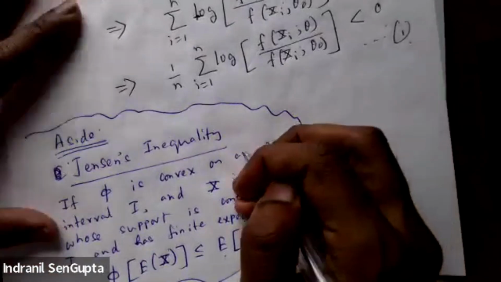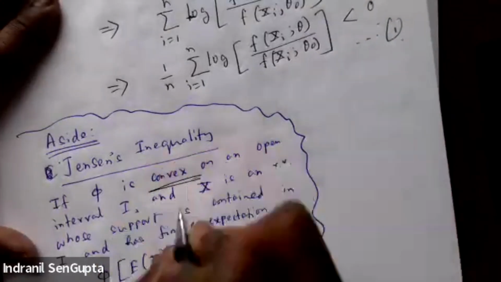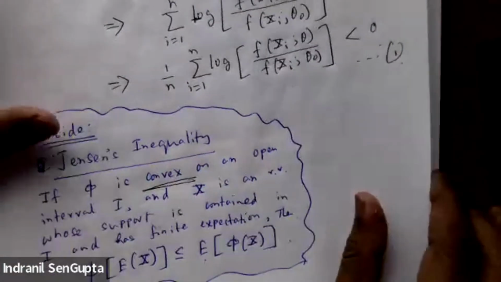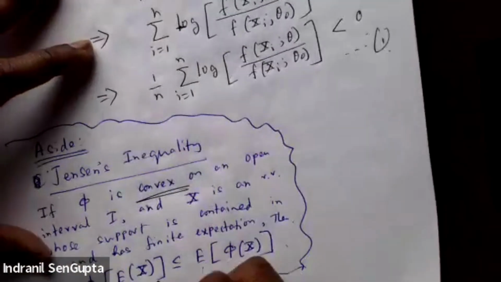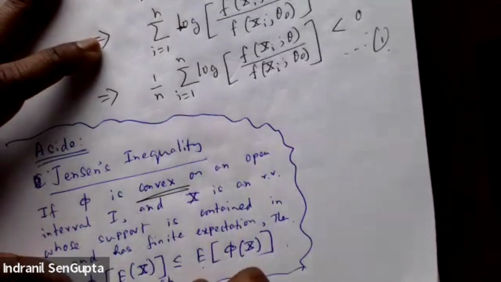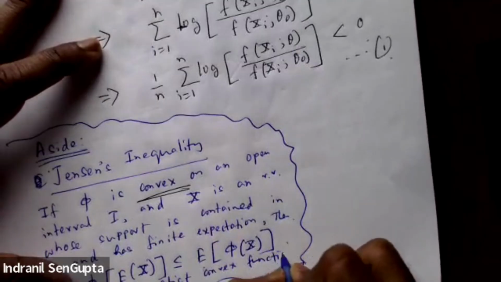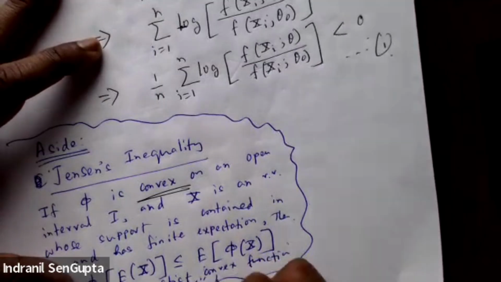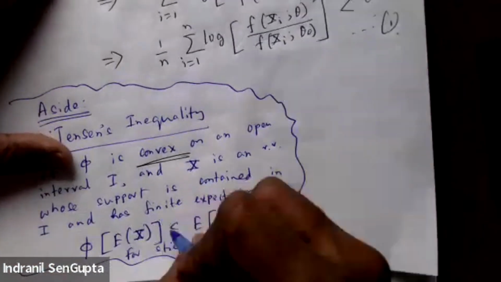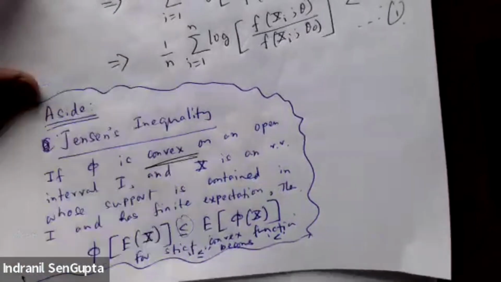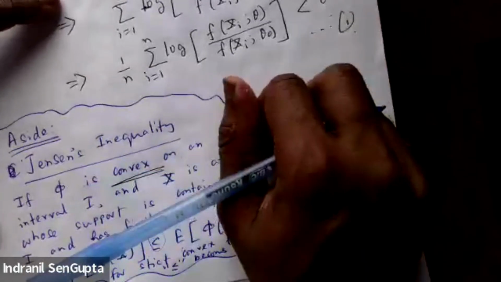So let's see an example of a convex function. If I want to use Jensen's inequality, the function must be a convex function. By the way, let me just write it for a strictly convex function. The less than or equal to sign becomes strictly less than. An example of a strictly convex function is the negative logarithm.